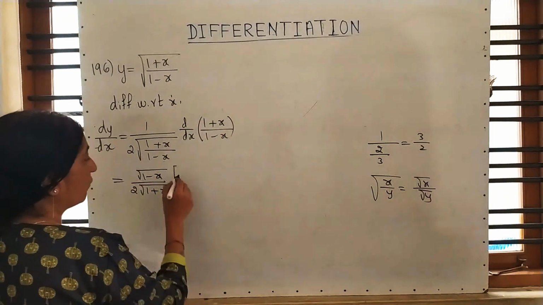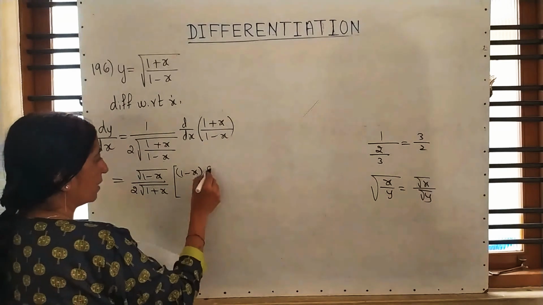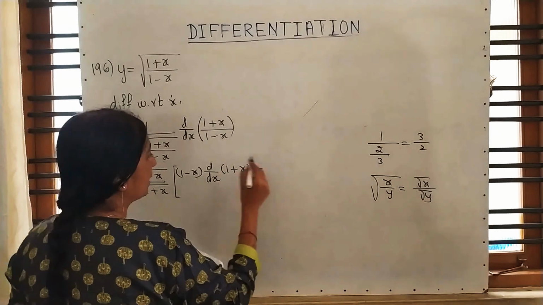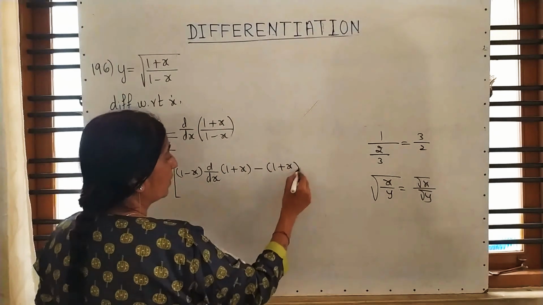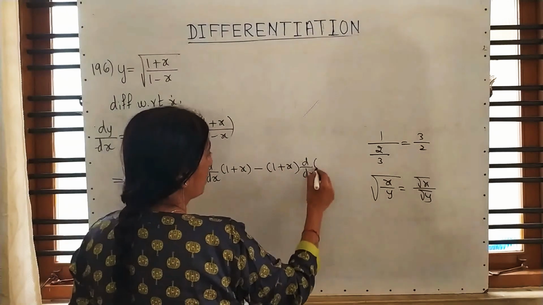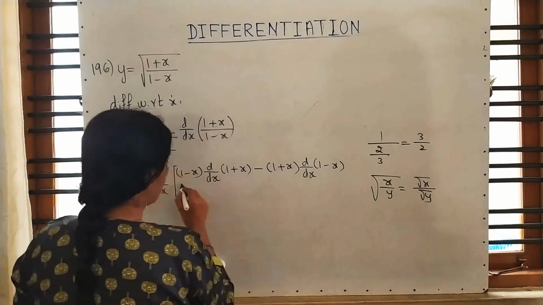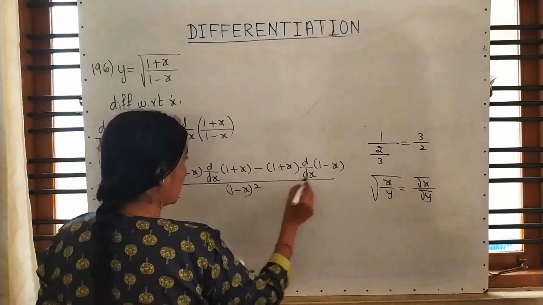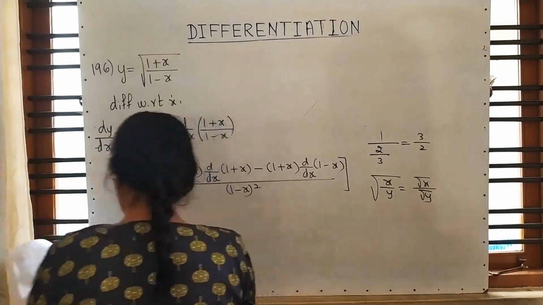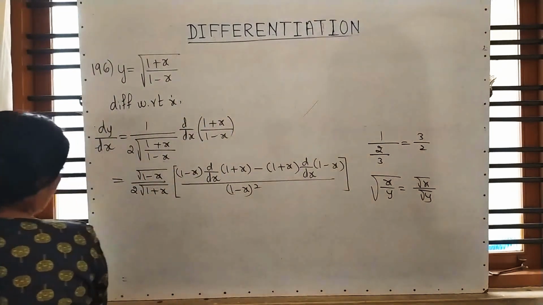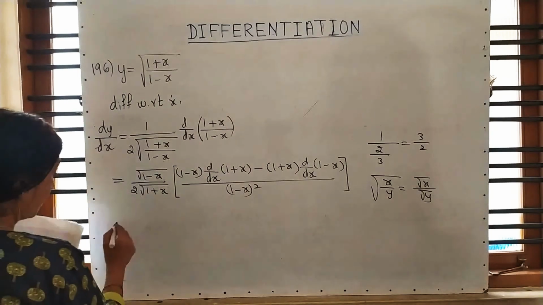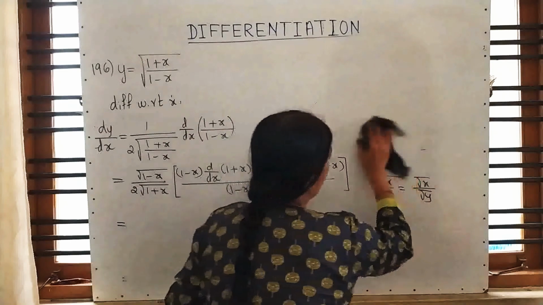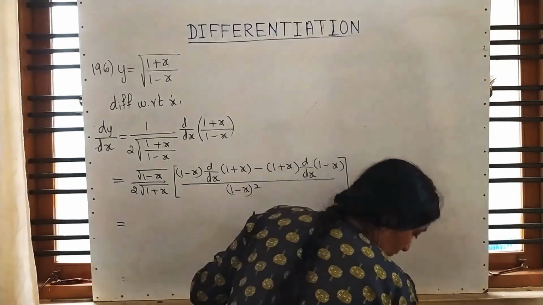This is the u by v method. 1 minus x into differentiation of 1 plus x, middle minus, 1 plus x into differentiation of 1 minus x, whole divided by 1 minus x whole square. Correct or what? Next. Don't mix this. I will just explain how to apply.